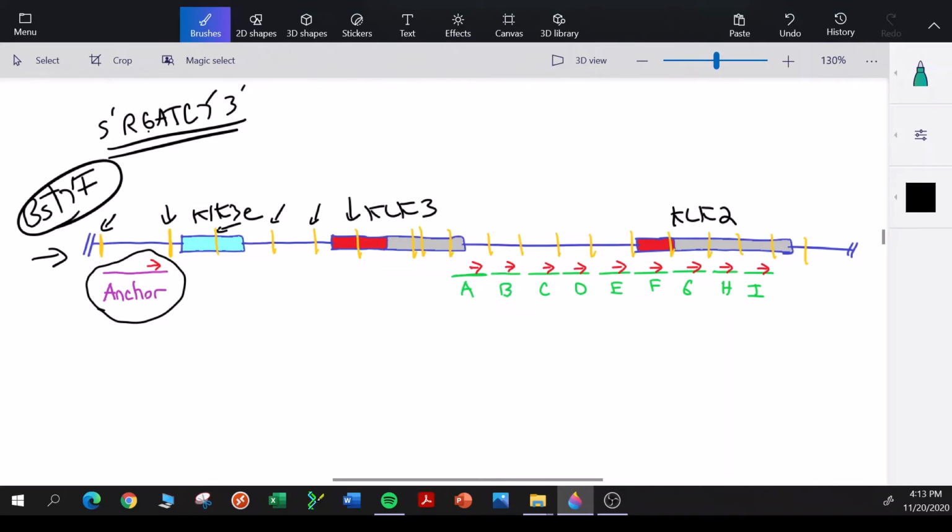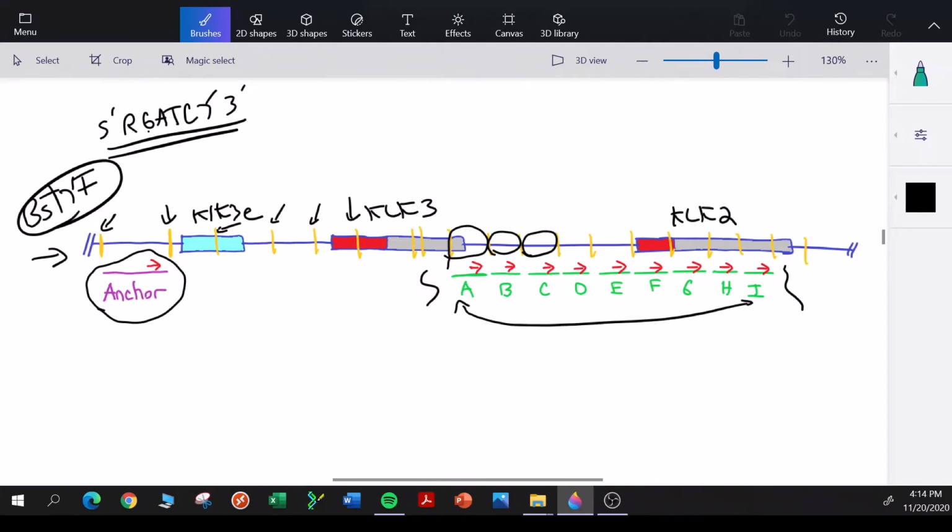And then we're going to test for interactions between the anchor and many other fragments at this location. So the authors looked at this approximate region, and they defined fragments like A, B, C, D. You can see this is fragment A right here. Between these two sites, this is fragment B, fragment C, and so on. So we have fragments from A all the way to I.